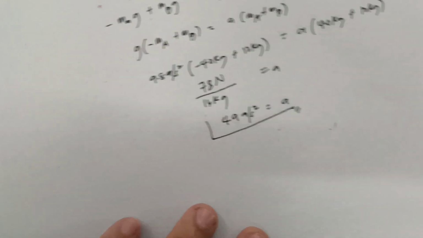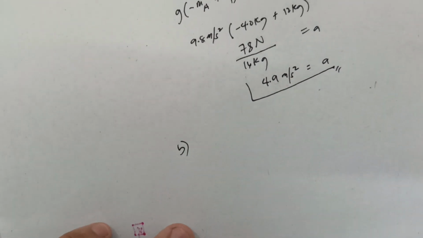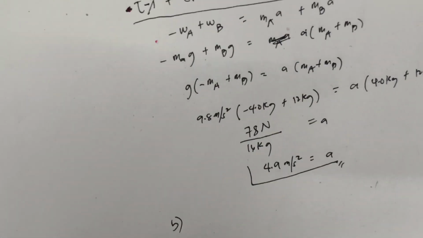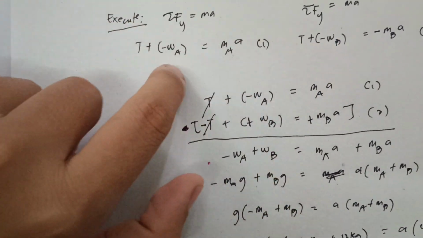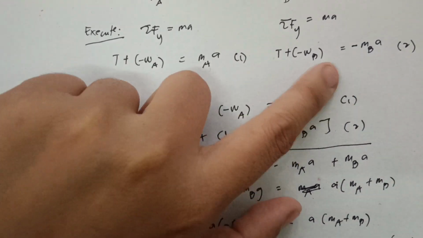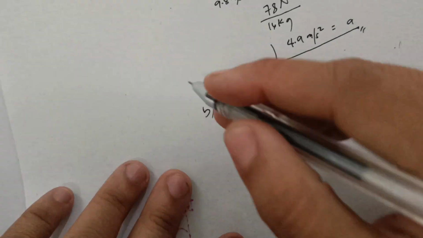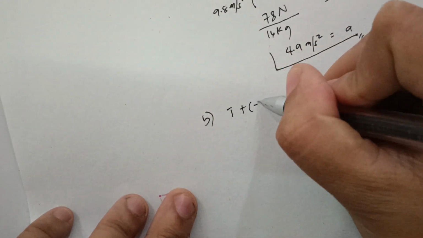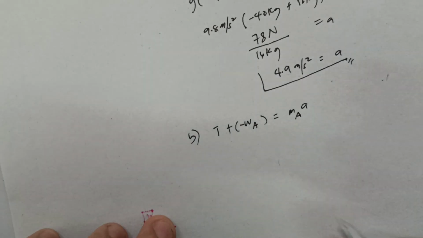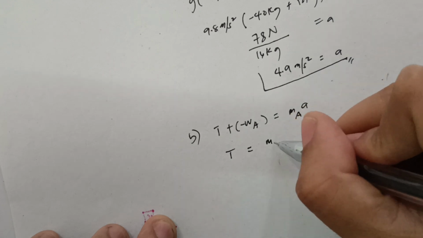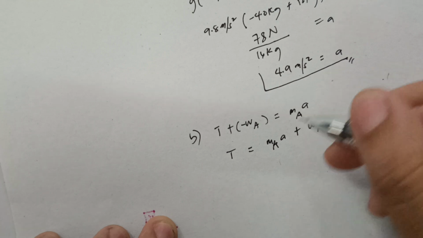Okay? Now, for tension, okay, so we can solve the tension na. So, this is now for target B. So, how to solve the tension? Yung gagawin lang natin is pili lang tayo dito, no, sa dalawa. Kasi parehas man sila may tension. So, ang gagamitin ko na lang is itong equation 1. So, rewrite ko lang yung equation 1 here. T plus negative weight sub A is equal to mass acceleration. Okay? So, tension is equal to mass sub A acceleration plus weight sub A.